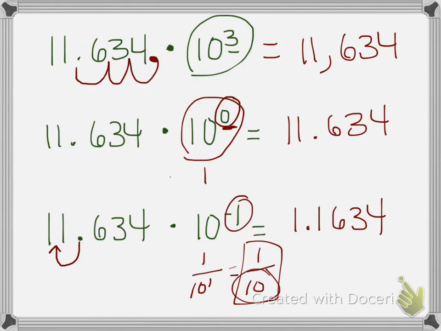So moving it 1 to the left, my final answer is 1.1634. And again, I ask myself, is this smaller than the original? And then I know I'm checking my answer. So that's what you should get for that one.